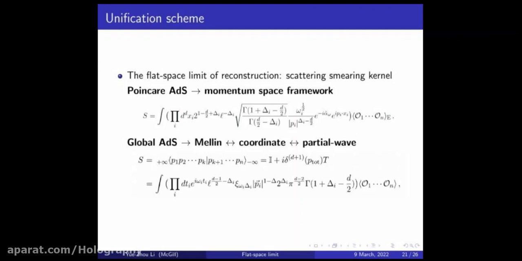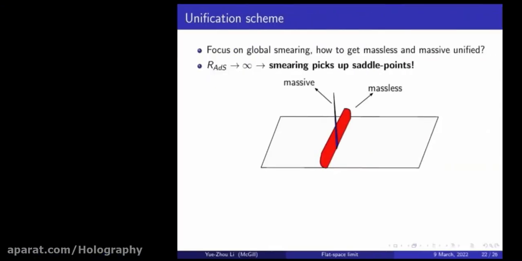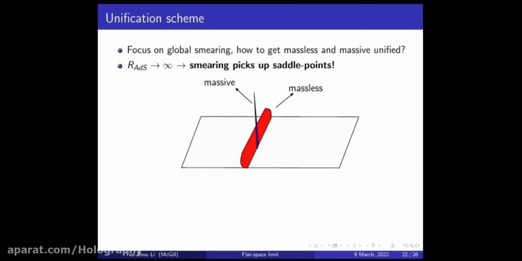And if we start with the global AdS reconstruction and take the flat space limit, we can obtain the Mellin space framework, the coordinate space framework and the partial wave framework. This is the smearing formula obtained by taking the flat space limit of global AdS reconstruction. Let's just focus on the global smearing. The question is how to get the massless and massive formulas unified.